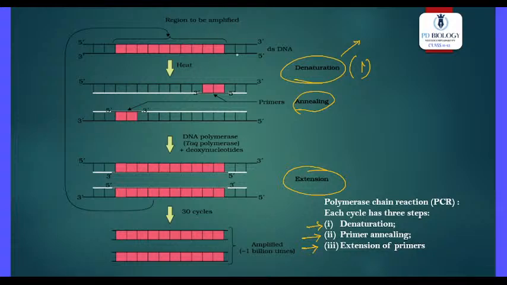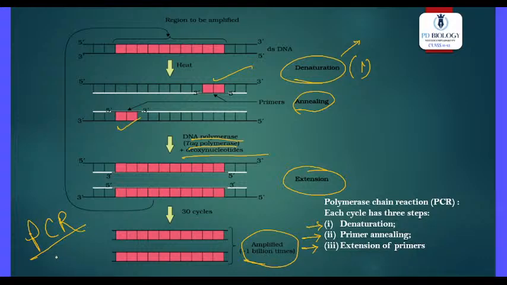So first the denaturation, the double-stranded DNA is converted into single-stranded DNA. Now the primers are going to attach. Then the DNA polymerase or Taq polymerase and deoxyribonucleotides are attached for extension, and in 30 cycles 1 billion DNA copies are formed. That is the polymerase chain reaction, to be remembered as denaturation, annealing and extension. The three sequential steps.